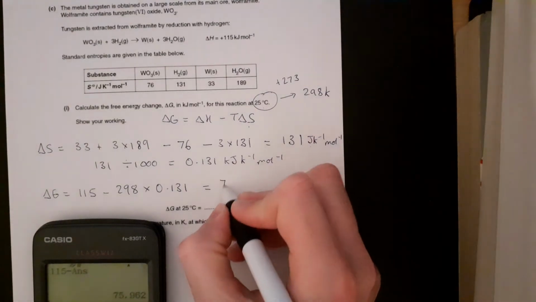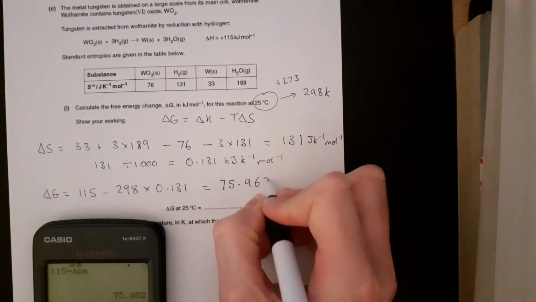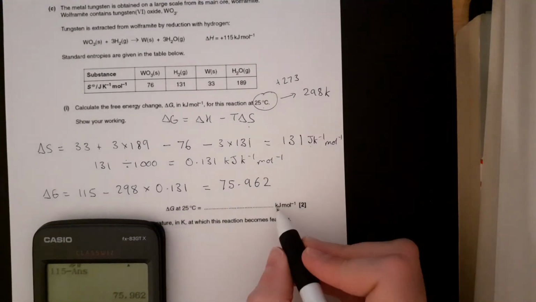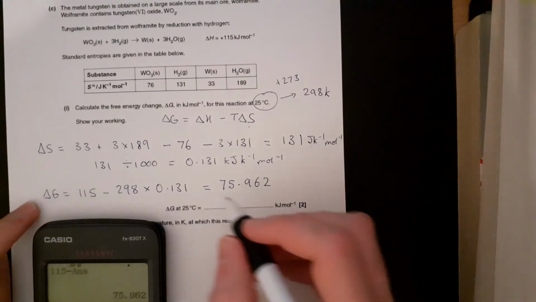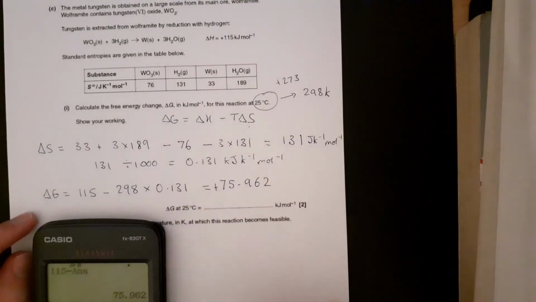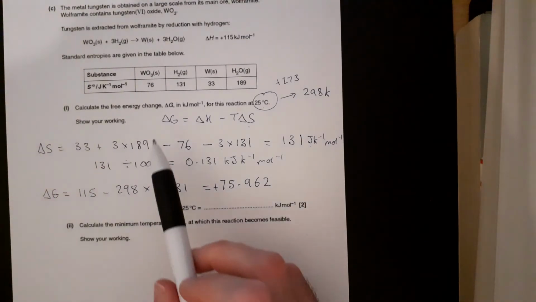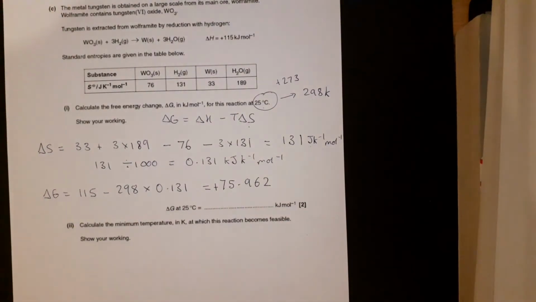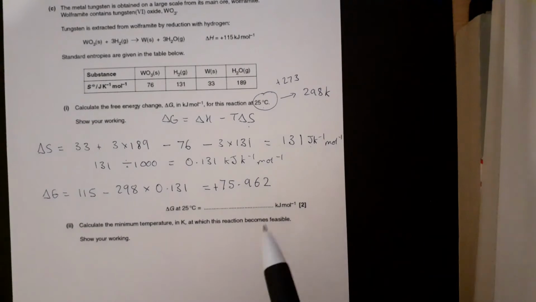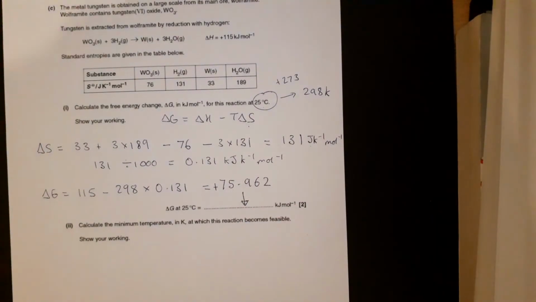Right, and we get an answer of 75.962. That is in kilojoules per mole, and that's a positive answer. I'm going to put a sign on it, so I think it's always a good idea. It doesn't say anywhere in the question about significant figures or anything, so we could just use that value. That would be fine.